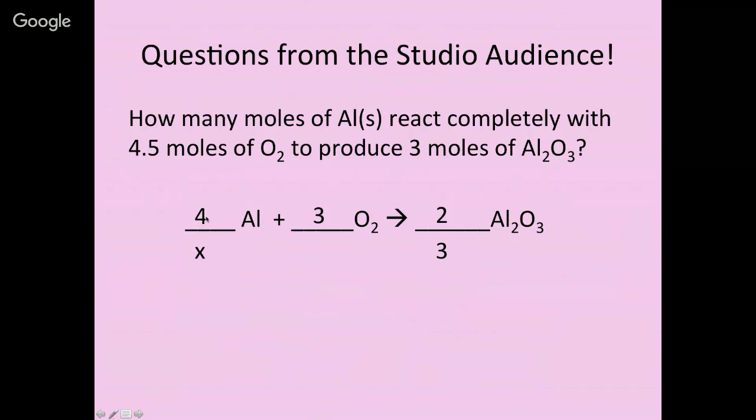So our proportion becomes 4 over X equals 2 over 3. So that's set up for you, and then all you have to do is cross multiply, and you should get 6. So you do 4 times 3 equals 2x, which is 12 equals 2x, and then you divide by 2, and you end up with 6 moles. So great job. A bunch of you set it up correctly, which is wonderful, and then a bunch of you got it right. Great job.